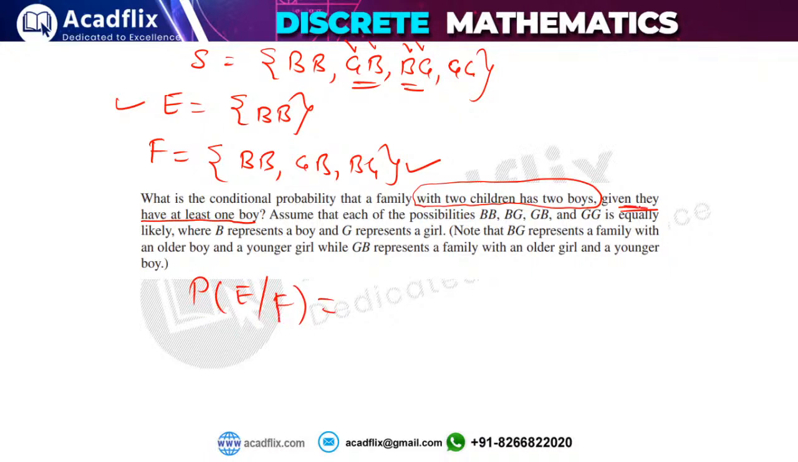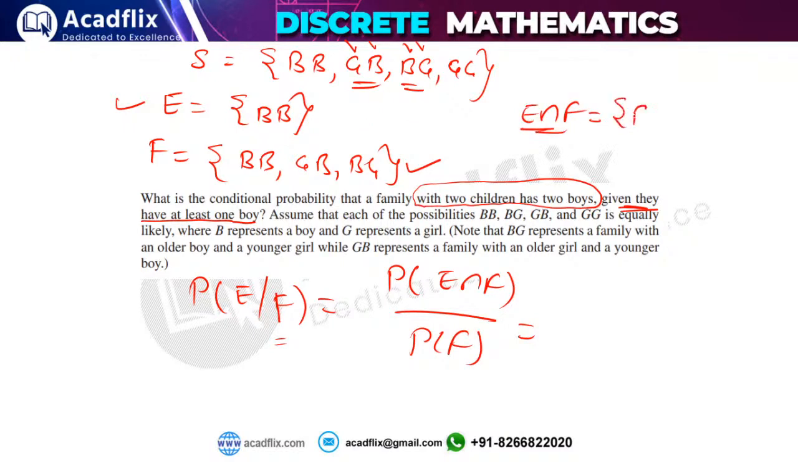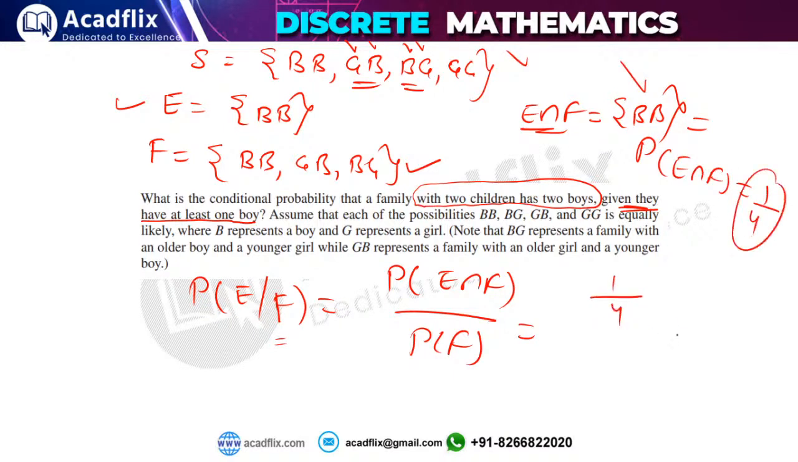So he has already given that this event F has already occurred. So what will be the answer? The answer will be E intersection F divided by F. What is E intersection F? E intersection F is nothing but BB. This is your E intersection F. What is the probability of E intersection F? That will be one element is here. Total sample space has 4 elements, so 1 by 4. So this is the probability of E intersection F.